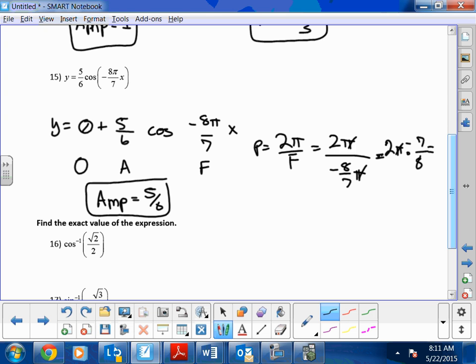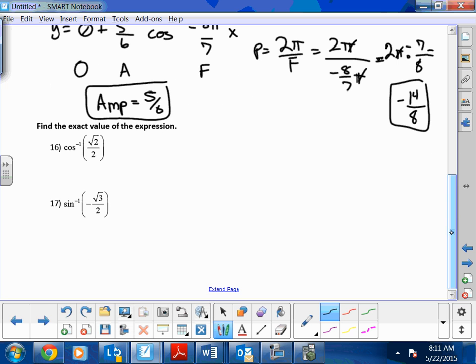And this is going to be negative 14 over 8. So we get this value here, because if I left it there, this will really be 1. This will be the reciprocal of this 2, which will be 1 over theta. So let's go ahead, and this is your period right here. Okay, fantastic. So that's how you can do those.